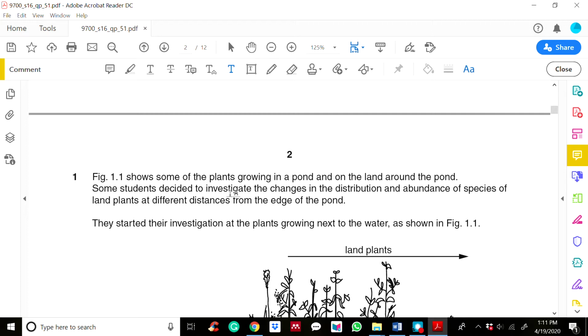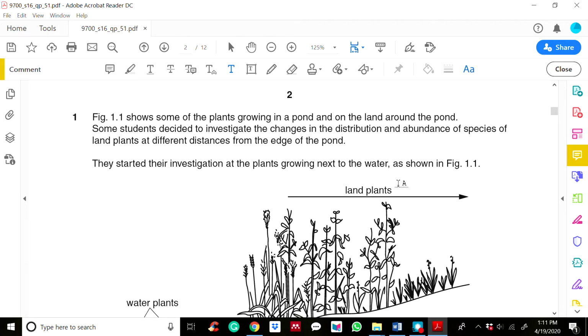Some students decided to investigate the changes in the distribution and abundance of species of land plants. So distribution and abundance of species of land plants is the dependent variable. It is the variable in the experiment that is going to be measured at different distances from the edge of the pond. So this is the variable in the experiment that is manipulated. This should be the independent variable, distance from the edge of the pond.